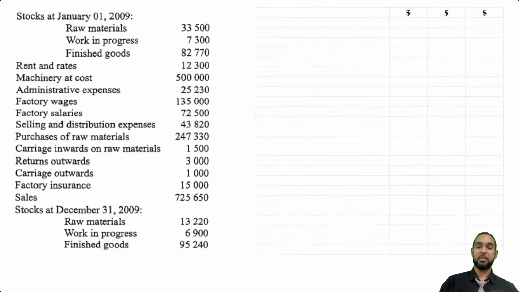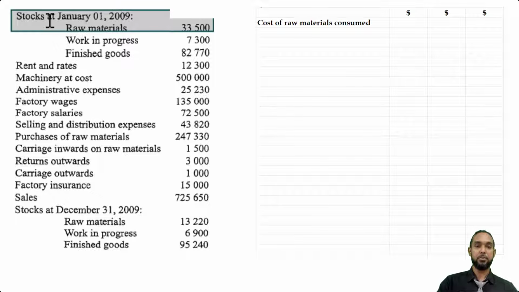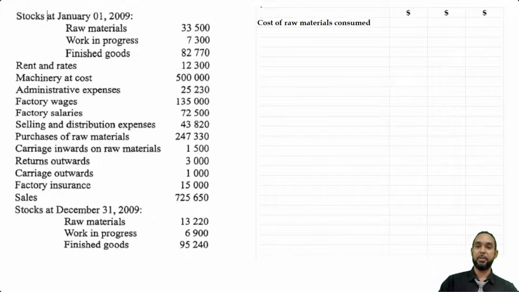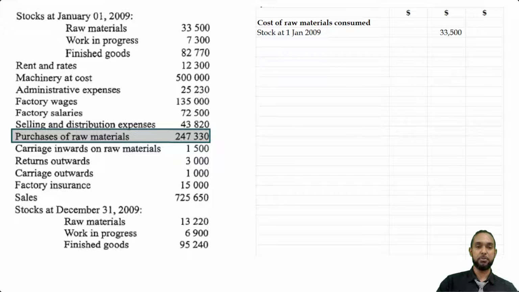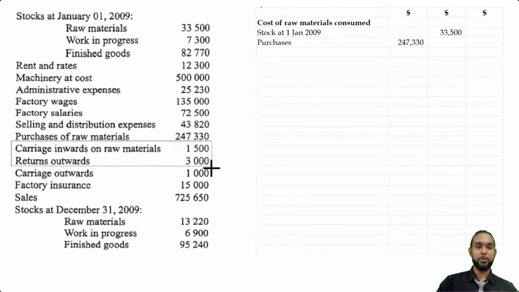The first thing we're going to start off with is the cost of raw materials consumed. So we're going to start with the opening stock of raw materials, which is 33,500. So let's put that in there. And of course, we have to add purchases. So we're going to take a look in our information, and we're going to see purchases of raw materials, 247,330. Now, do we have any carriage inwards? Actually, that's just below the purchases. And of course, the returns outwards is there too.